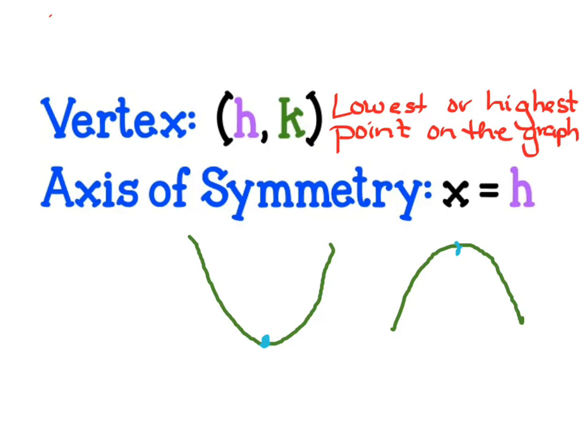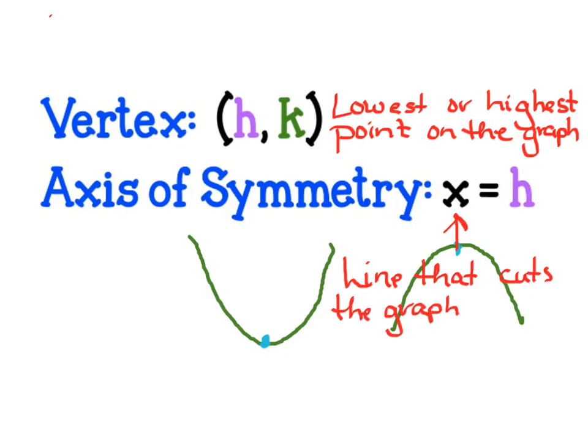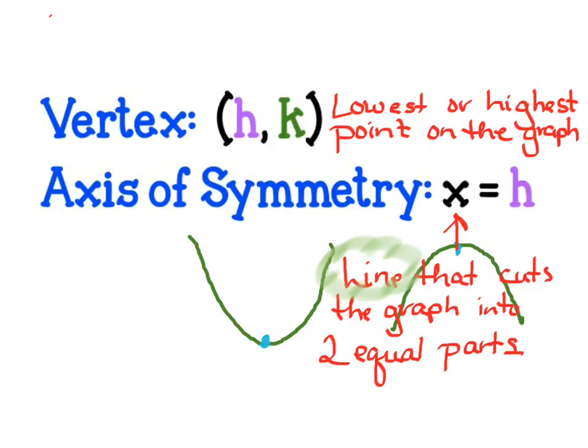Okay? And then we have the axis of symmetry. And the axis of symmetry is the line that cuts the graph into two equal parts. So with that being said, it's a line, and I'll try and do this again very creatively, that cuts the graph into two equal parts. So if you fold it along that line, the left side will match the right side.